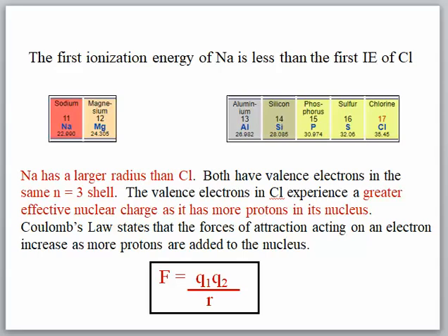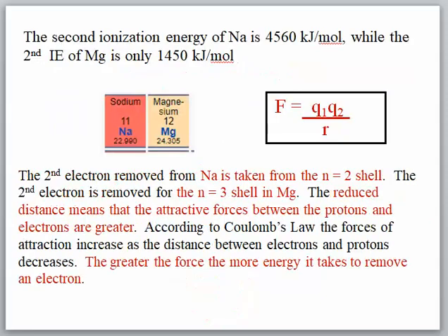Sodium has a larger radius. They have valence electrons in the same shell. The valence electrons in chlorine experience a greater nuclear charge. Anytime you are going this direction, you're looking at nuclear charge. Anytime you're going down the periodic table, you're looking at the distance or the radius of those atoms. Distance and radius, same idea.